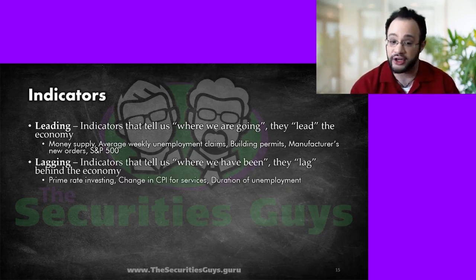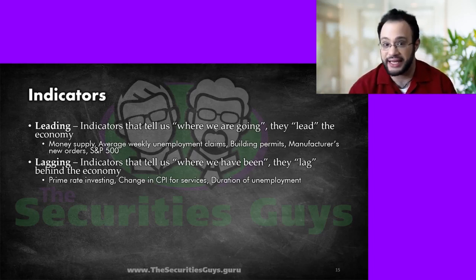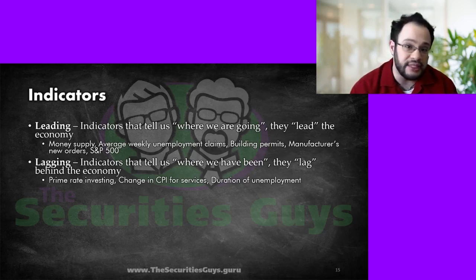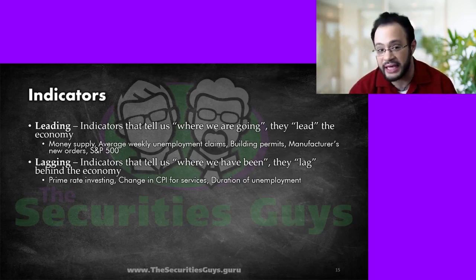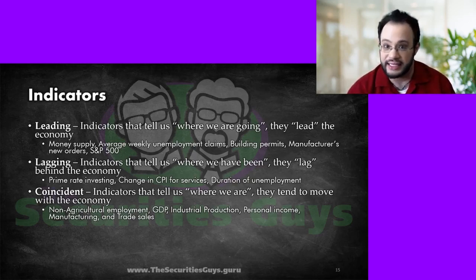Lagging indicators are indicators that tell us where we have been. They lag behind the economy. Prime rate, investing, changing consumer price index for services, the duration of unemployment. The average weekly unemployment claims is leading, but how long that unemployment lasts is a lagging indicator. The coincident indicators are the indicators that tell us where we are. They tend to move with the economy. They coincide with where we currently are. Non-agricultural employment, the GDP itself, industrial production, personal income, manufacturing, and trade sales are all coincident indicators.